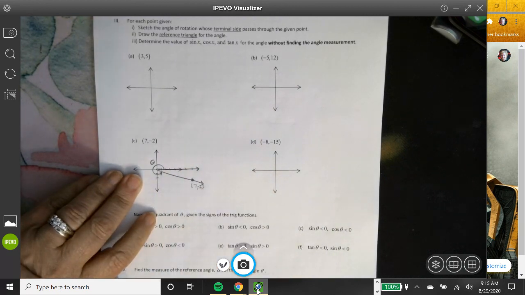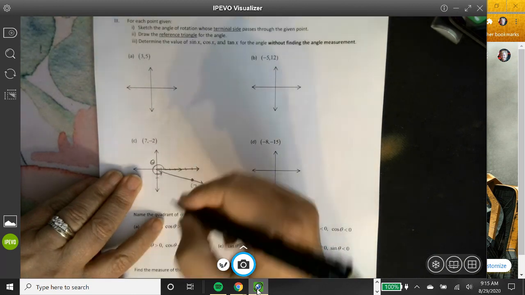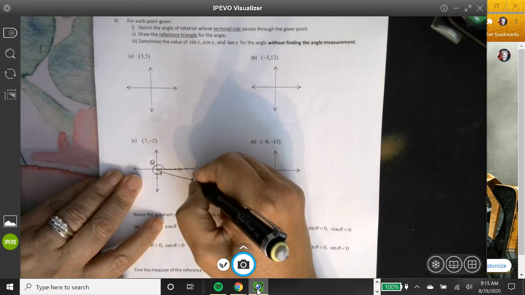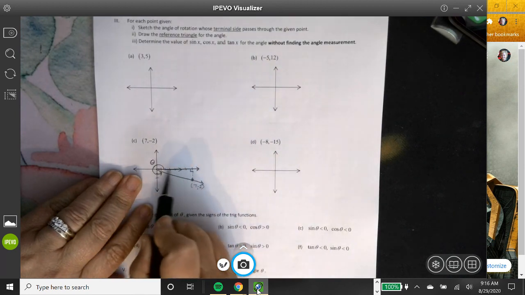Now I'm going to draw the reference triangle for this one. Well, remember, the reference triangle is created when I drop a perpendicular to the horizontal. Well, in this case, I'm going to have to raise up the perpendicular. So there it is. So this is my reference right triangle here.